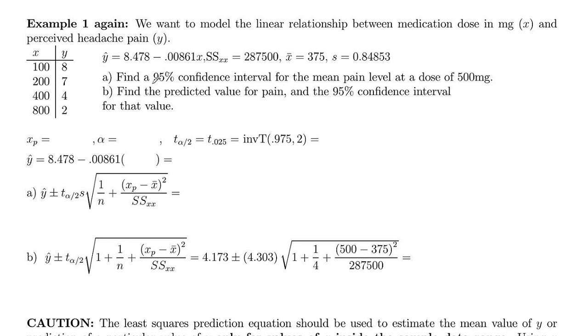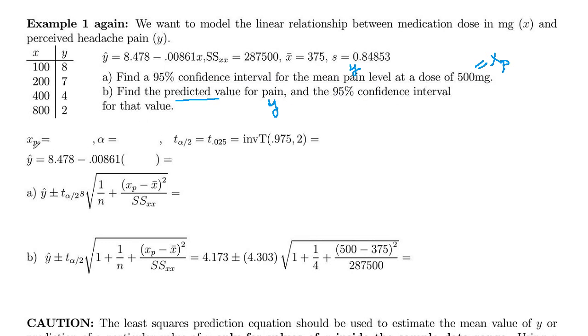So we want to find the 95% confidence interval for the mean pain level, that's the mean y, at a dose of 500. So that is our x sub p. And then find the predicted value for pain. Again, that's our y. Confidence interval for mean pain. That's our mean y. And the 95% confidence interval for that value.